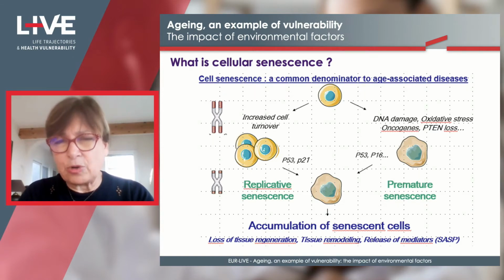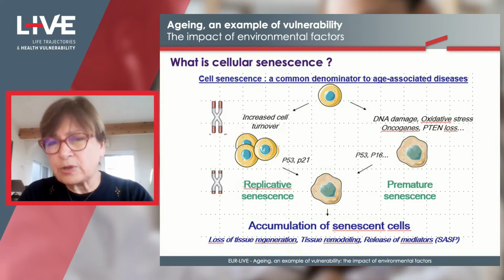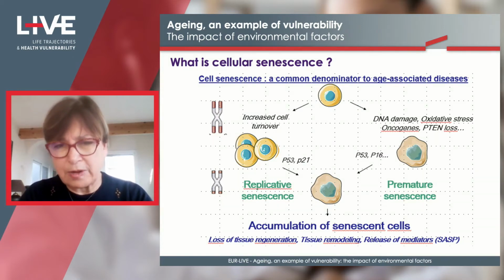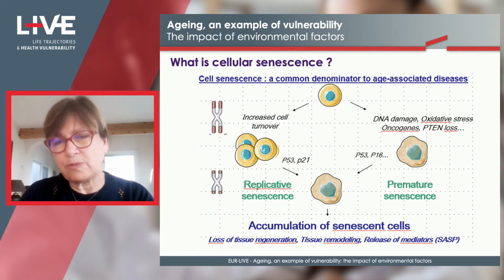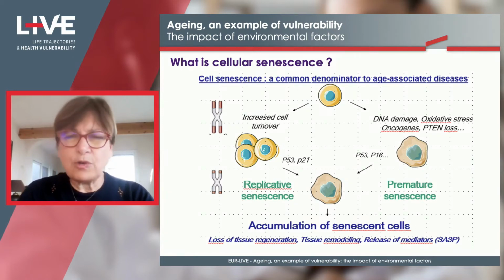In a quiescent organ, DNA damage or oxidative stress may lead to premature senescence. These cells are not going to stop their division because the organ is quiescent, but they are going to accumulate in the organ and participate in the loss of tissue regeneration, participate in tissue remodeling, and mainly release a special secretome, whose name is SASP, for senescence-associated secretory phenotype, which is going to release mediators including pro-inflammatory cytokines, but also pro-fibrotic cytokines.